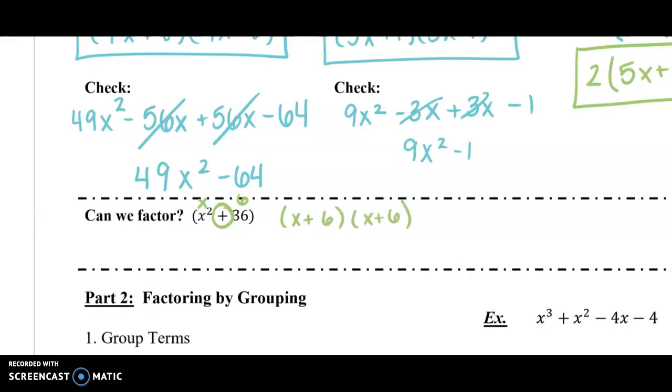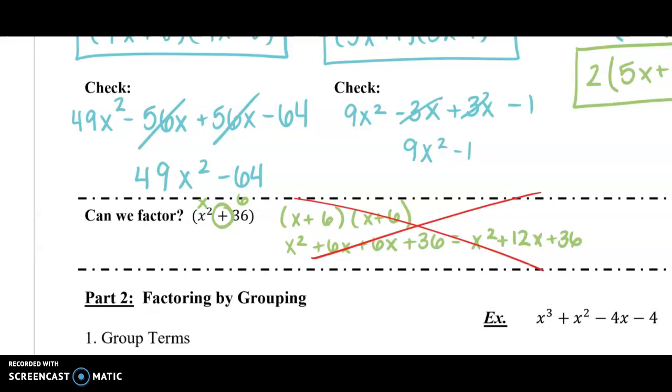If you went ahead and FOILed that, x times x is x squared, x times 6 plus 6 times x is 6x plus 6x, 6 times 6 is plus 36. You would end up with x squared plus 12x plus 36. That's not the same as what we started with. So we know that method won't work. If you tried the dots method, making one positive and one negative, you would end up with subtraction there. And that's not what we wanted either.